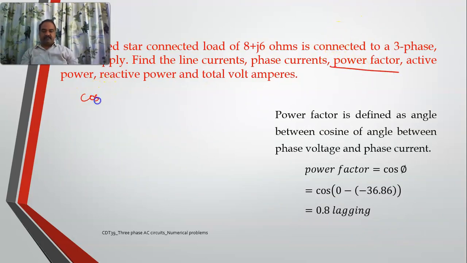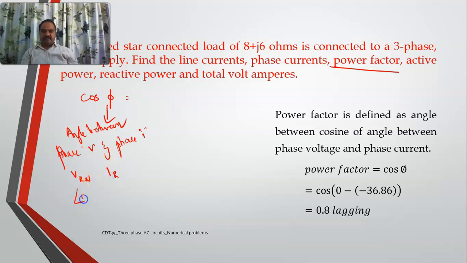Now, the next thing is power factor. Power factor is cos phi, where phi is the angle between phase voltage and phase current. I'll take R phase, VRN and IR. VRN was at an angle of 0, and this was at an angle of minus 36.86. So the difference between the angles is 36.86 degrees, and I'll take it as cos 36.86. It is 0.8. See, which is lagging? Current is lagging, right? So I'll take it as 0.8 lagging.